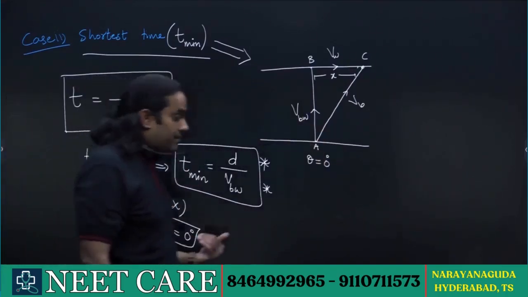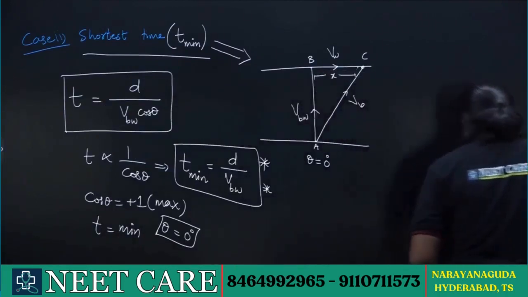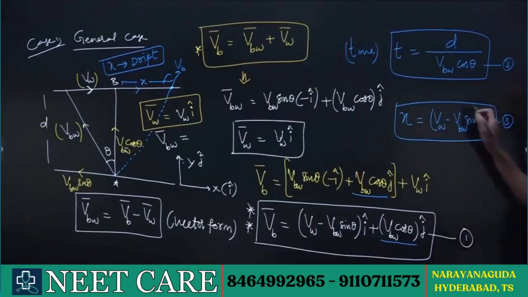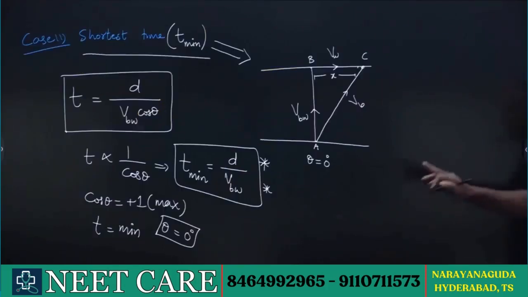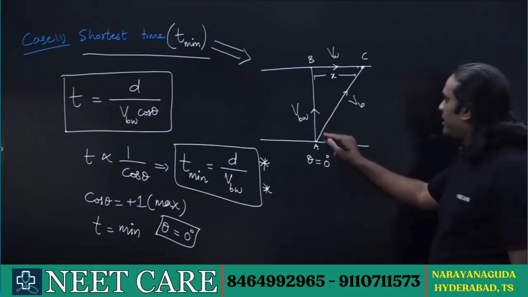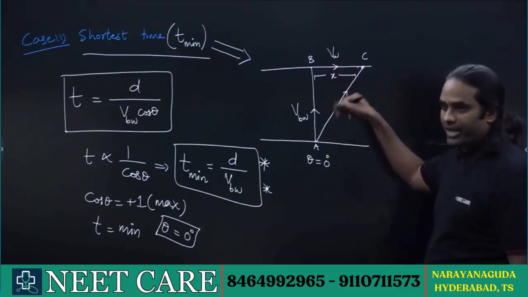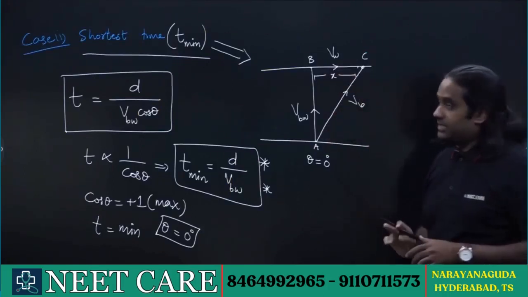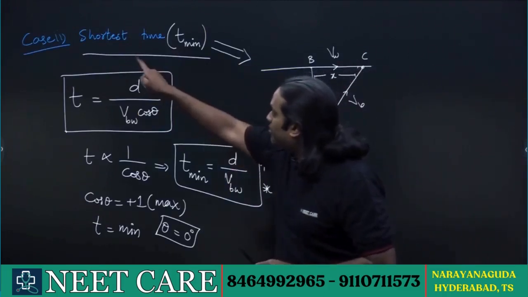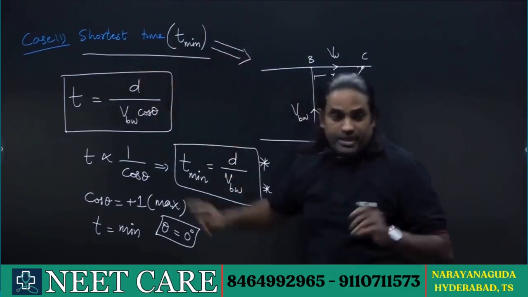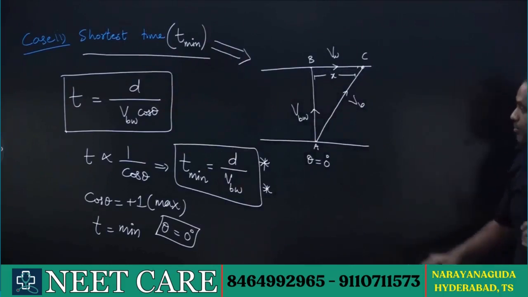But in the previous slide, we have seen X is the drift in the general case, where theta is not equal to 0. When theta is not equal to 0, this is X and T is this one. Now in the present case, since we have taken theta equal to 0, VBW will always point along AB. That means the conclusion is, if the boatman wants to take the boat to the other bank in the shortest time, he must keep the boat all the time along the AB direction.